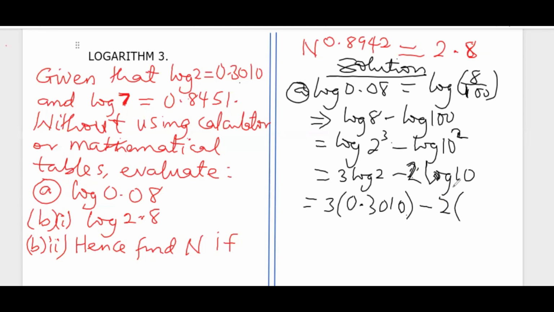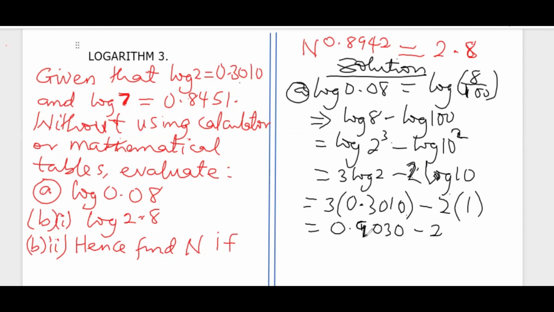You know this one is log 10. I told you when you don't see any number at the base, it means base 10. Log 10 base 10 is 1. Log 5 base 5 is 1. Log 7 base 7 is 1. Log x base x is 1. So from here, if you multiply 3 times 0.3010, you will have 0.9030. So minus 2. How do you subtract this?